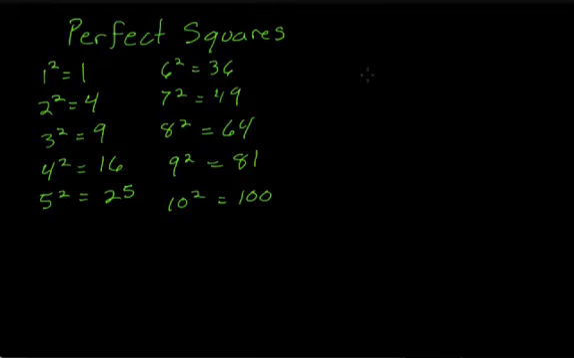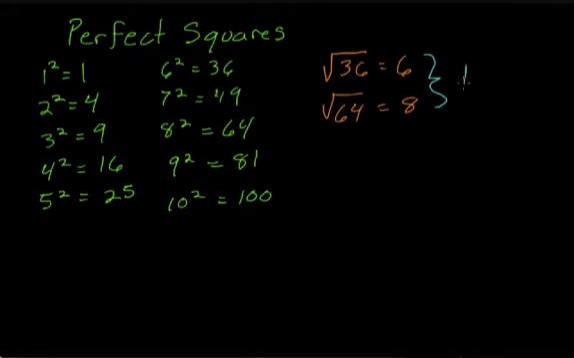So let's take the square root of one of these perfect squares. Let's take the square root of 36. Well, we know that equals 6. And let's take the square root of another perfect square, 64. We know that equals 8. Now, both 6 and 8 are what we call rational numbers, which means we can represent their value as a ratio of two integers, in this case 6 over 1 and 8 over 1. We can write them as a fraction, basically.